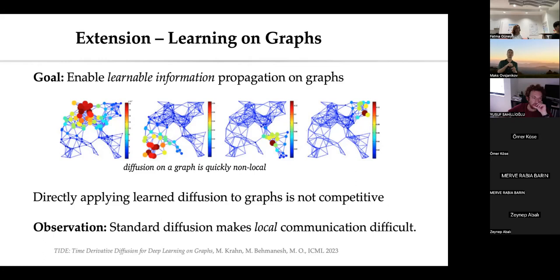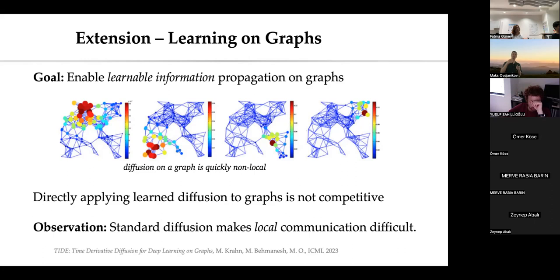But on a graph, you actually do want to rely on the connectivity sometimes, because it's really telling you something. If you have a collaborative network, these two people work together, so it's really saying something about their relationship. You don't want to ignore that information, so you don't want to smooth it out completely. So the observation is that standard diffusion makes local communication difficult. Sometimes I really want just local communication between two-hop neighbors, and that's it. I don't want to diffuse it to some faraway thing. With standard diffusion, it's tricky to model purely local communication.